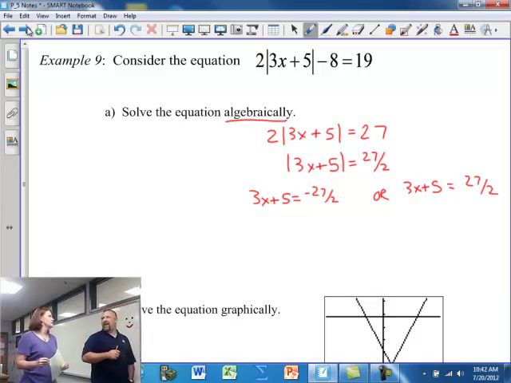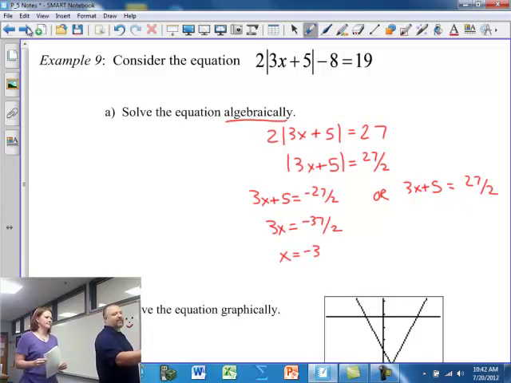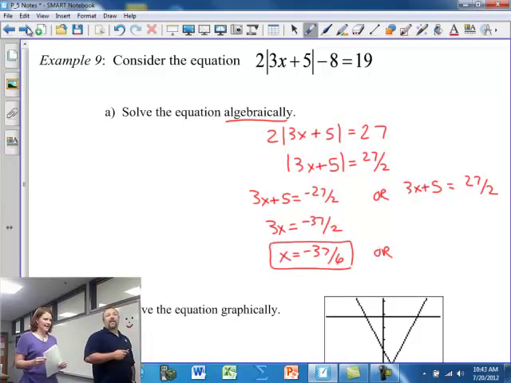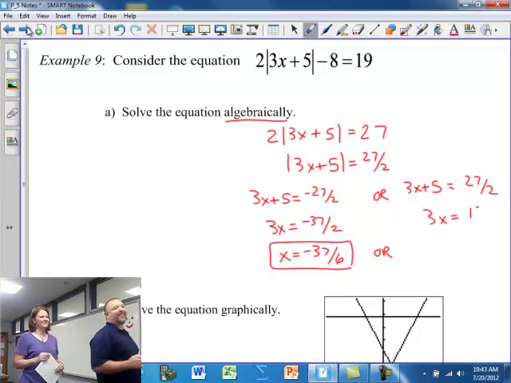Okay, now we just got to keep going. Simple problems. Subtract 5. 5 in terms of halves is really 10 halves. So 3x is going to equal -37 halves. And if I divide by 3, that's really multiplying by 1/3. So that's -37 sixths. Or subtracting 10 halves would be 17 halves.